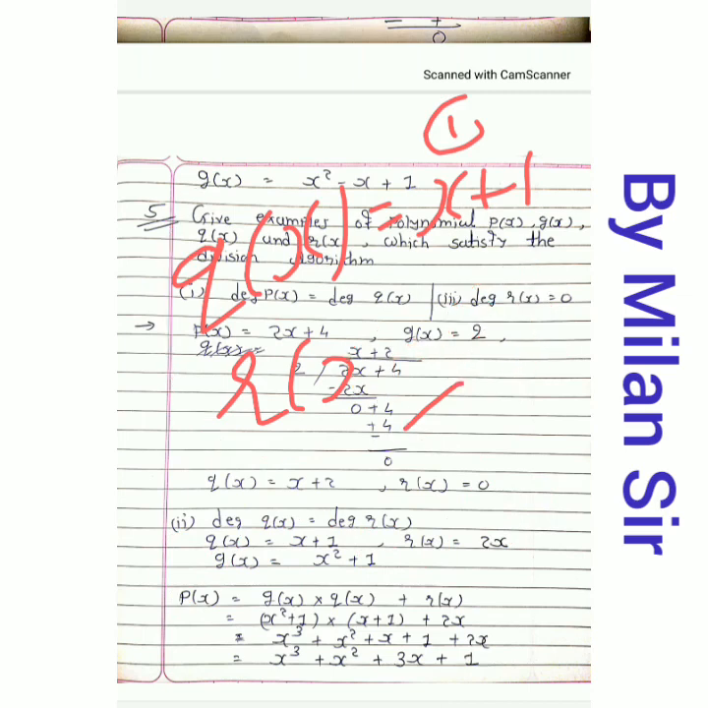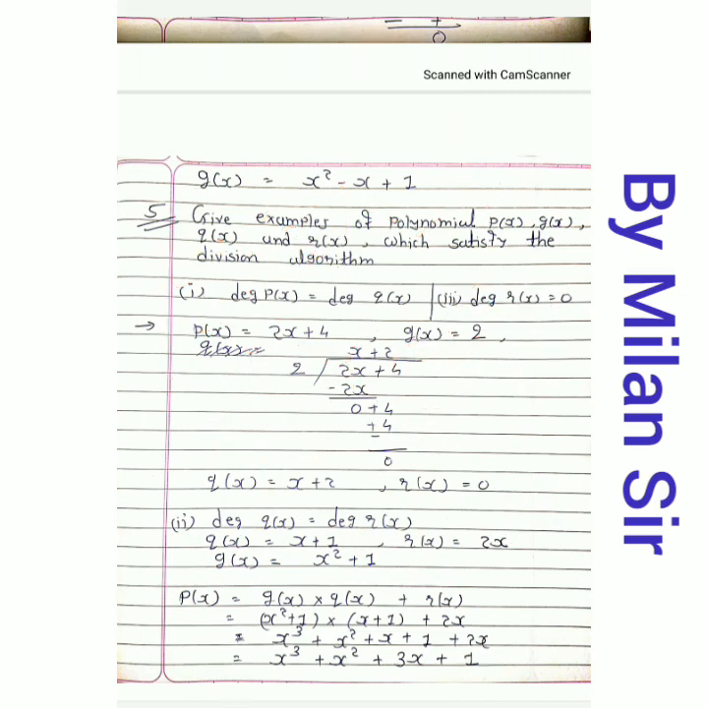Now p of x is remaining. But if we know the three polynomials, then we can find our fourth polynomial by the division algorithm. So I use that here. Now p of x is equal to g of x into q of x plus r of x. Put the values of g of x, q of x and r of x. So my g of x is equal to x square plus 1, q of x is equal to x plus 1, r of x is equal to 2x.